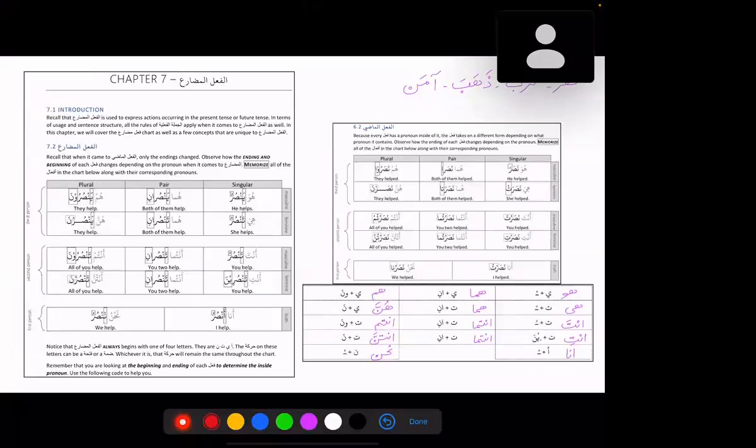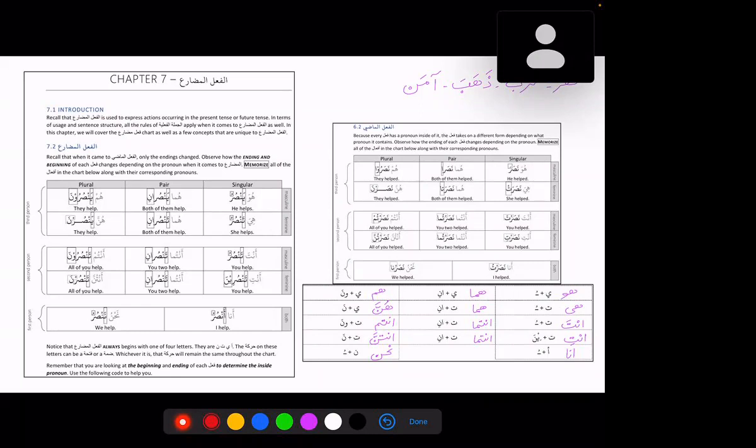So, Fail Mudaria, as we know that there are only two kinds of fail in Arabic, right? We have fail madi and fail mudari. Then we have fail amar and passive and all that, right? But these main are madi and mudari. Madi is just for the past, and then mudari is for present and future, right? So that covers all. And fail mudari is used to express action occurring in the present tense or future tense.